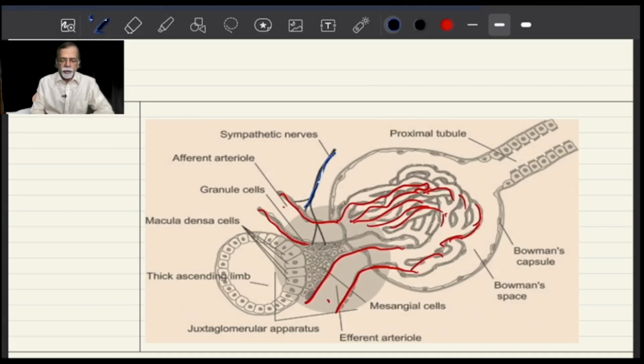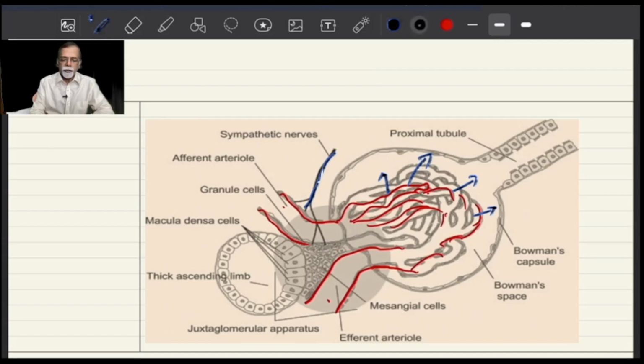Here is a situation where an arteriole leads to capillaries, and from there again an arteriole is formed, and the pressure inside the glomerular capillary tuft is very high compared to other capillaries, and this is the major driving force for the fluid to enter the Bowman space. So this is the filtration pressure that produces an ultrafiltrate, and this is going into the Bowman space.